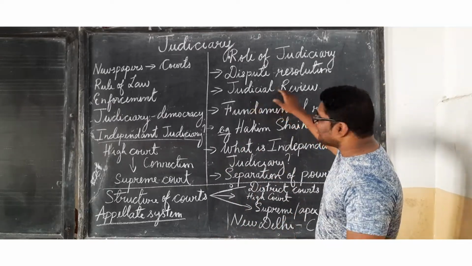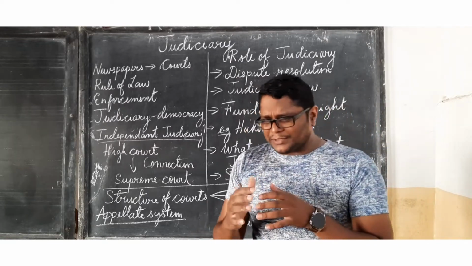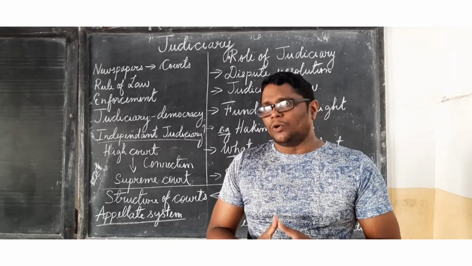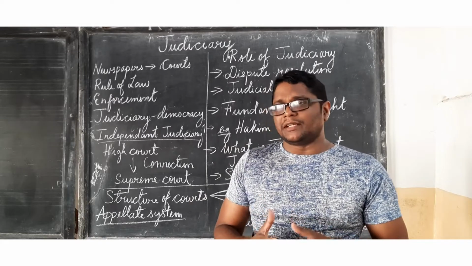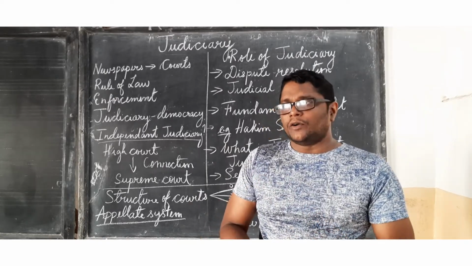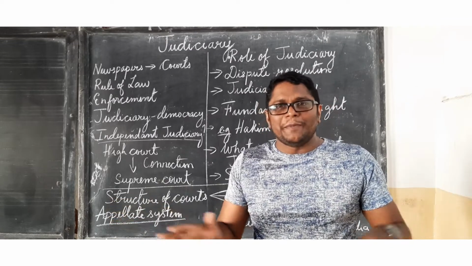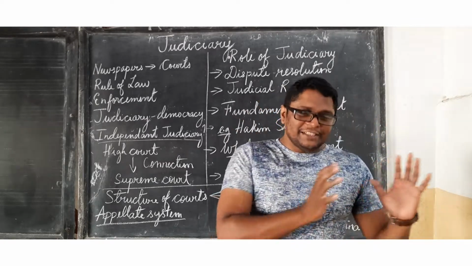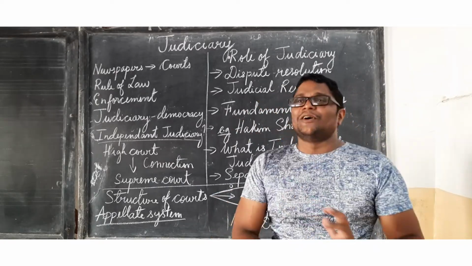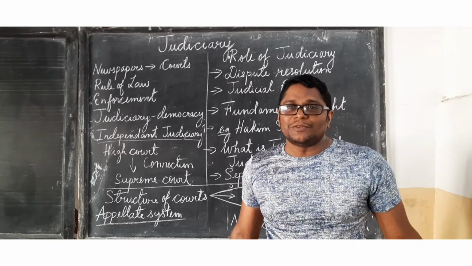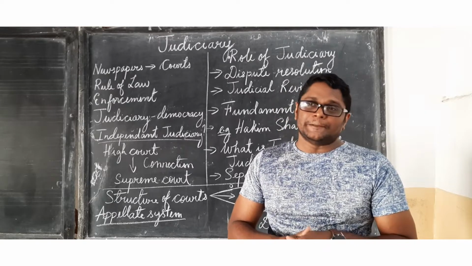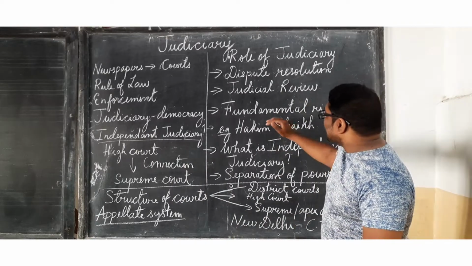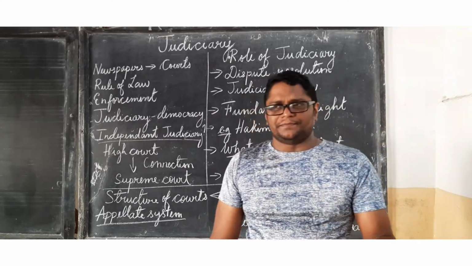The second is judicial review. Suppose the country comes up with a law and the people of India are not happy with the law. Then the judiciary comes into the picture and either amends it or completely deletes the law and makes a new law. That is called judicial review. If it feels that the law violates mainly the fundamental rights, it will change it and come up with a new law. Now fundamental rights are something very important in India.